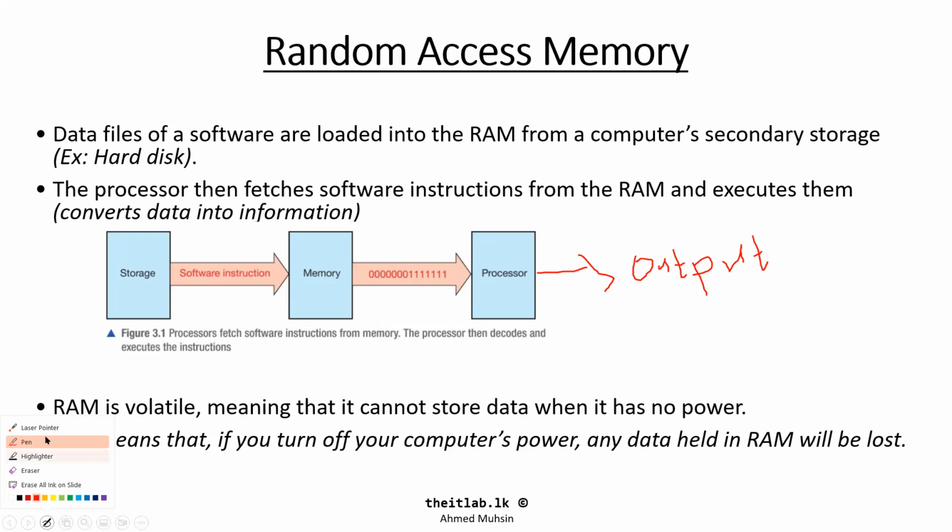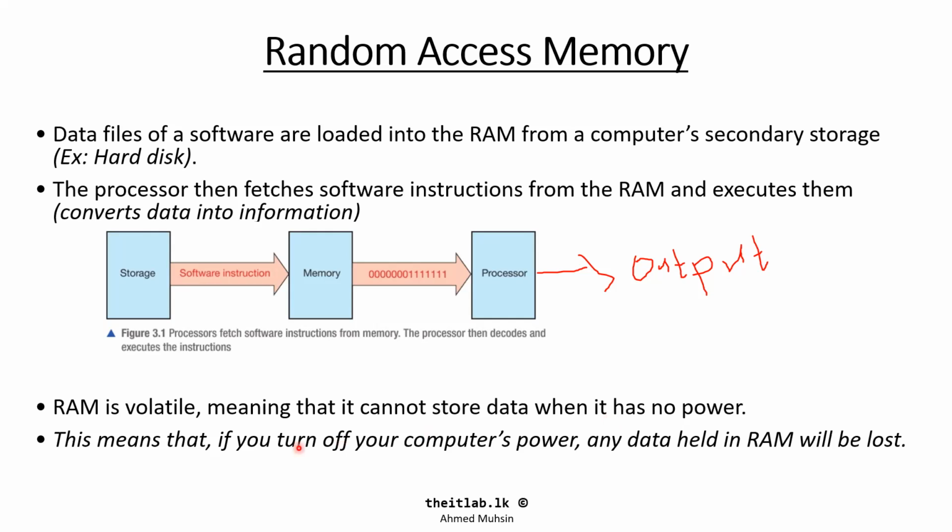Your RAM is volatile. This is an important word. A characteristic of the RAM is that it is volatile, meaning that it cannot store data when it has no power. The moment your computer switches off, say for example, you're using your device and there is a power cut, once your device powers off, whatever data was there in your RAM is completely lost, completely deleted, completely erased. Is it clear? Because the RAM is volatile. Once the power is taken off, it loses all its data.